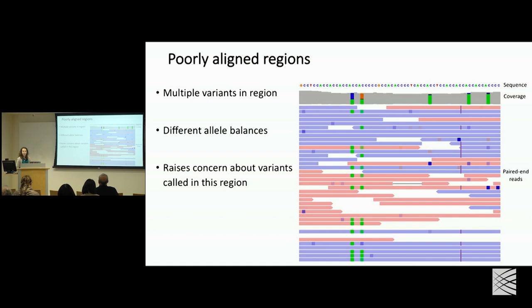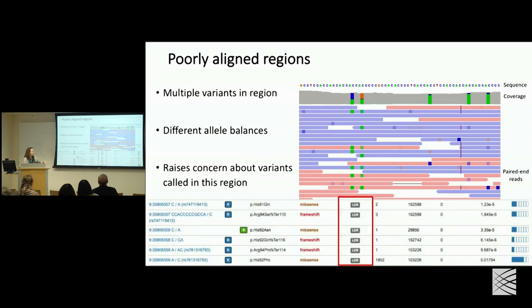This is a region that doesn't look very good. If one of these was a variant I was interested in, and this is what the region looked like, I would be very concerned that there are sequencing errors here. And what you're noticing is there are many variants in the region. They have different allele balances, so some are in very low allele balance, some are in more. There's an insertion there too. There's a lot going on here.